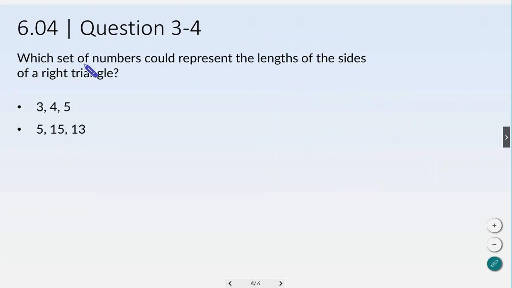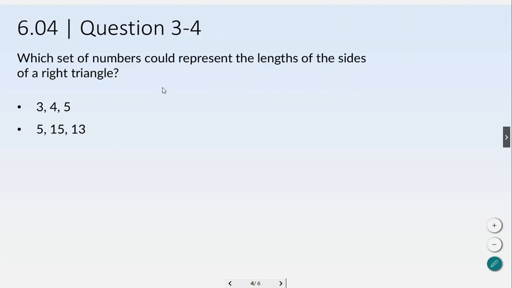Okay, so which set of numbers could represent the lengths of the sides of a right triangle? So this is a very typical question. In fact, we've gotten a few questions like this in class various times. Now we haven't had a ton of practice with this, but you'll get some practice now.